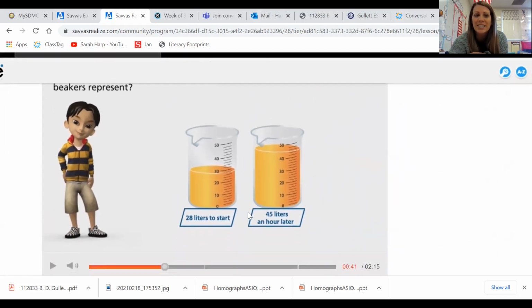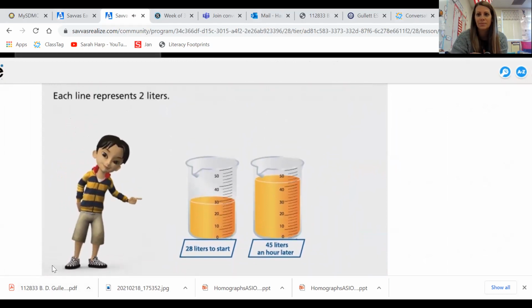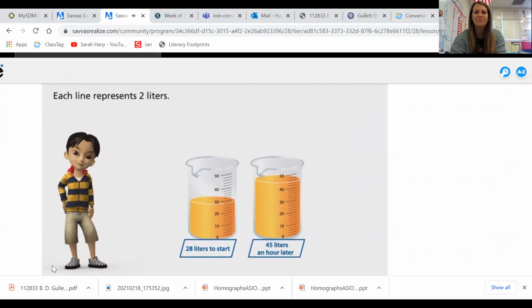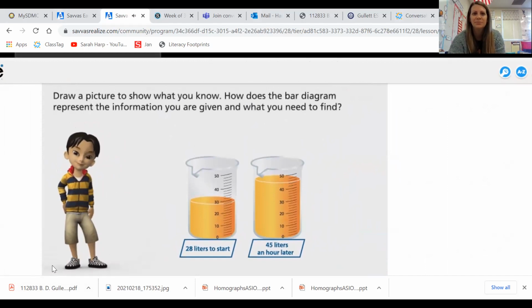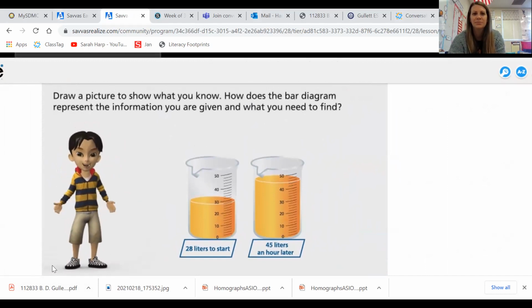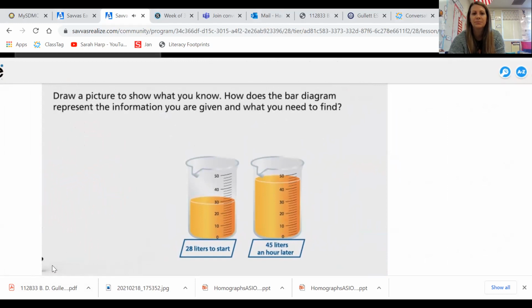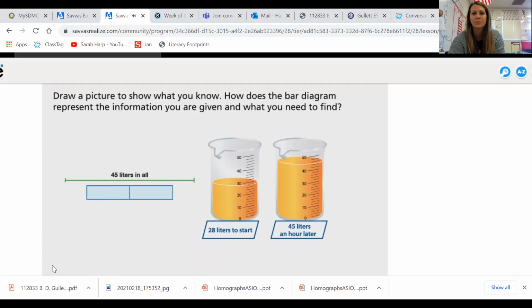All right, let's check and see if we're right. Each line represents 2 liters. A diagram will be really helpful here. Draw a picture to show what you know. How does the bar diagram represent the information you are given and what you need to find?